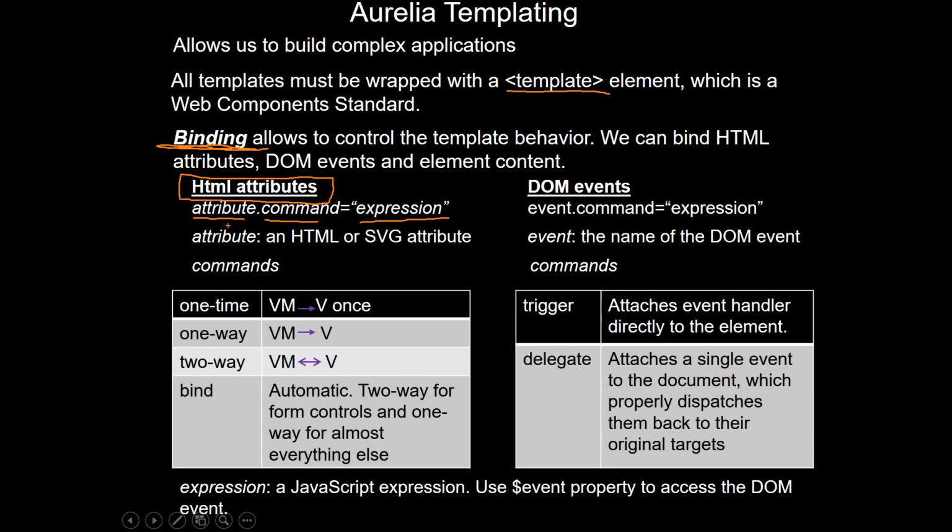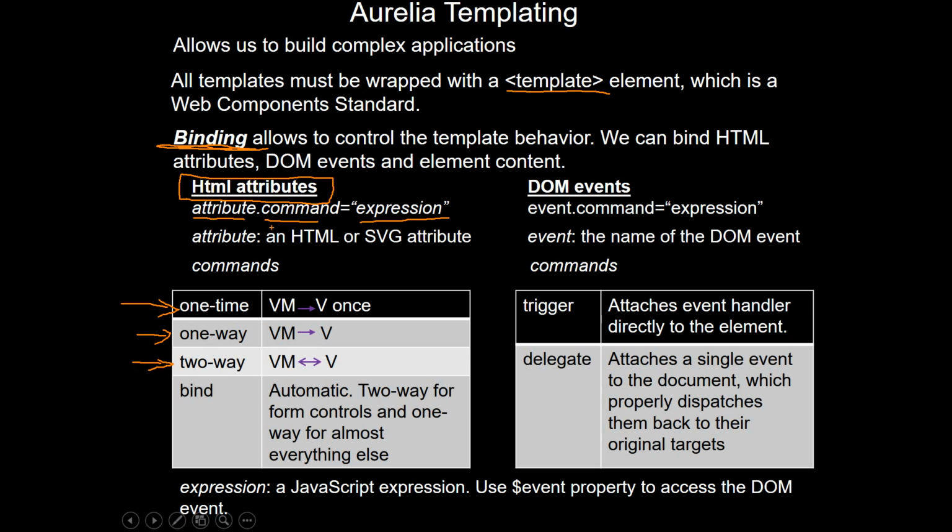You will use that attribute name dot a command. What are the possible commands? The commands that are possible are one time, which means that the view model to view kind of binding will happen only once. One way is also going to happen from view model to view, but it'll happen every time. It's not just only once. The two-way is the most popular one, where the binding is both ways, from view model to view and from view to view model.